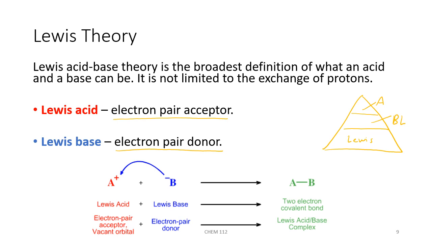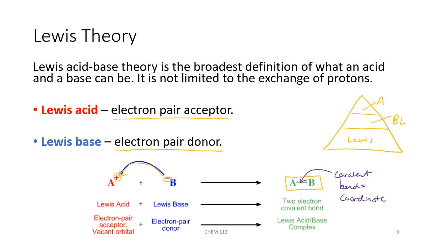So in our example below, we have our base with an extra pair of electrons, taking those electrons and donating them to our acid, which is lacking a pair of electrons. It might have a vacant orbital, or it might have a +1 charge as a reason it can take on more electrons. And in our product, we form this new covalent bond between our acid and our base. This is often referred to as the Lewis acid-base complex. And we will learn about what this covalent bond is often referred to as, which is a coordinate covalent bond.